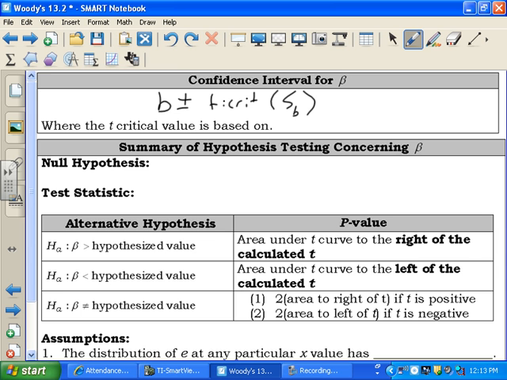T is based on, and we've got n minus 2 degrees of freedom. I just remember degrees of freedom. This one, n minus 2, we have an x and a y. It's bivariate data. N minus 2 is degrees of freedom.